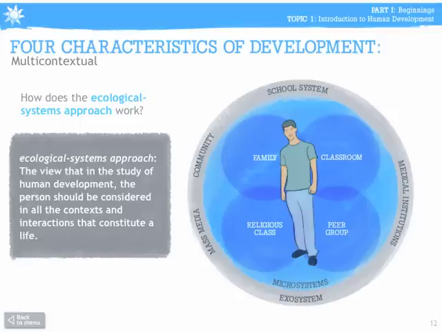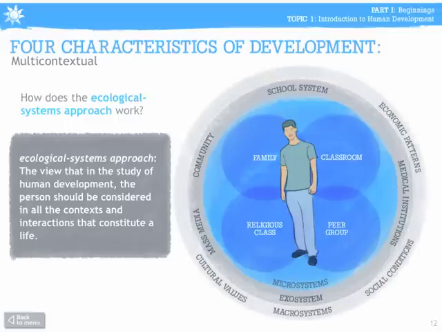Then there's the exosystem, which has to do with the school system, medical institutions, mass media, and community. And by mass media, think about TV exposure, internet, ads. The next bubble around is macrosystems, and that has to do with the social conditions.